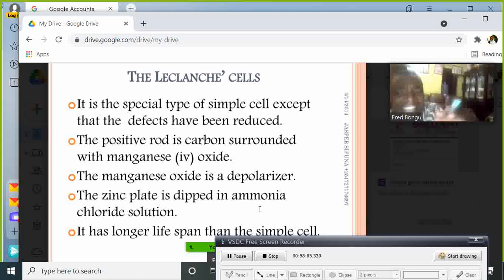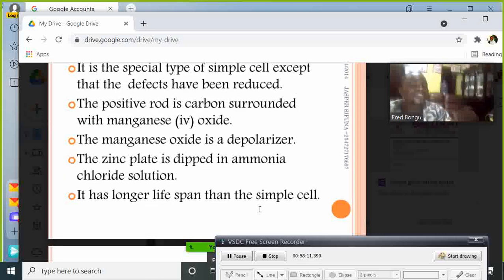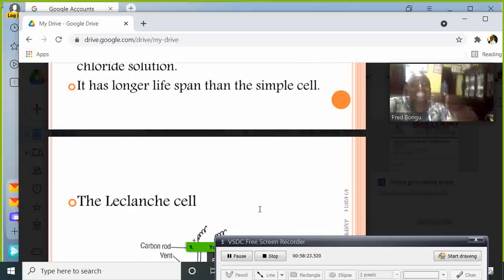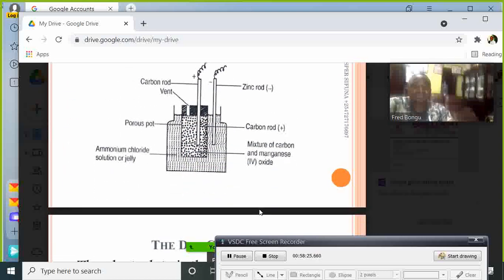So this is going to provide a long life to a simple cell. So the zinc is not open to be eaten away. It is protected by ammonium chloride, and the positive is protected by manganese 4 oxide. By that, the Leclanche cell's lifespan is prolonged when you compare it with the simple cells.